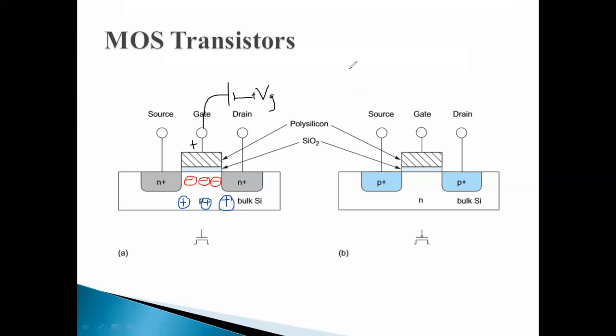So because of this, if we observe, there is a channel of electrons which is connecting the source and the drain terminal. Because there is a channel of electrons connecting the source and drain terminal, there forms a path for the flow of electricity. And this state of the transistor is termed as on state.